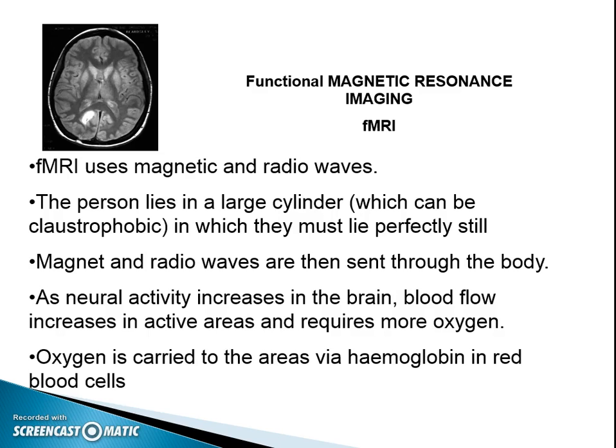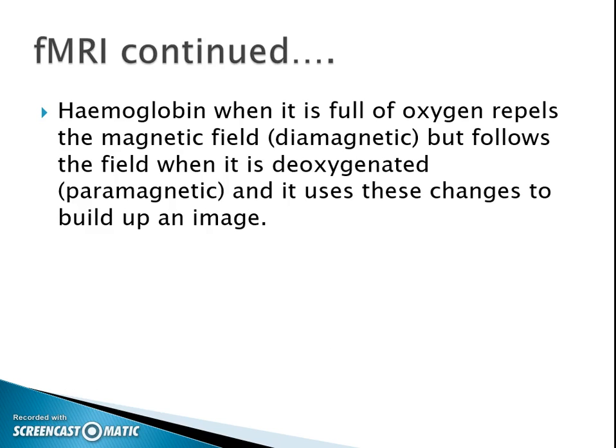So if it is very low in oxygen, if the hemoglobin has given away all of its oxygen, so it's being used in an area of the brain, it will move one way. If it is full of oxygen and iron and things like that, it will move another way. So we're able to see what parts of the brain have been using oxygen based on how the blood flow moves. And that explains that. So hemoglobin, when it's full of oxygen, repels the magnetic field and moves against it. When it's deoxygenated, it moves along with the magnetic field.